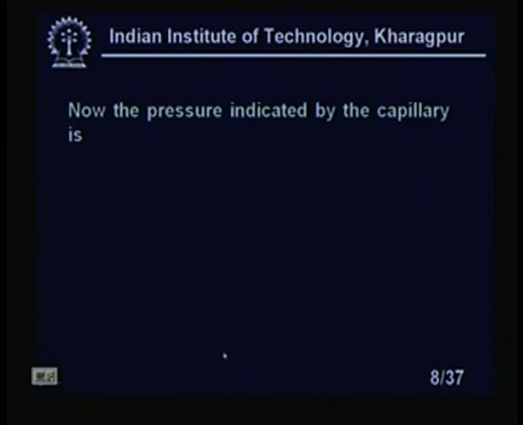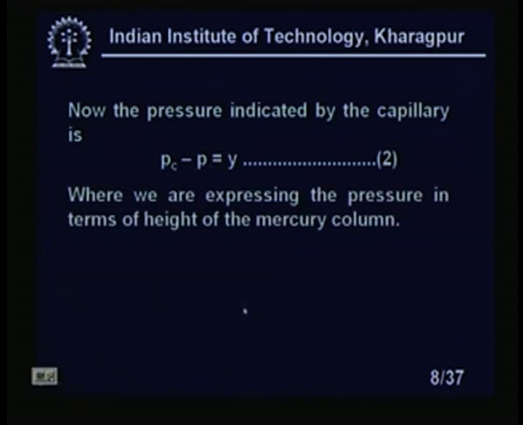Now, the pressure indicated by the capillary is Pc minus P, that is the compressed pressure minus the pressure which I am interested to measure, equal to Y, right. If I divide it by D and g, obviously I will get that also in Y, that is in height. This is equation number 2, because it should be divided by D and g, the density and the acceleration due to gravity, to express the pressure in terms of the height of the mercury column, right.